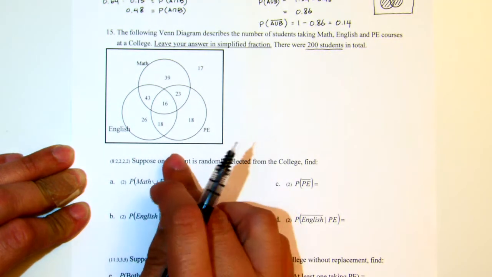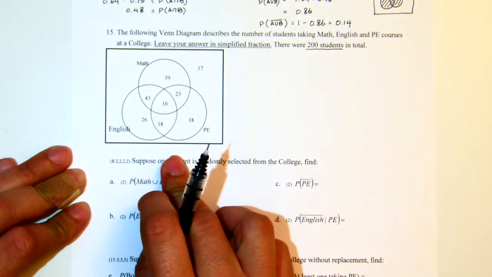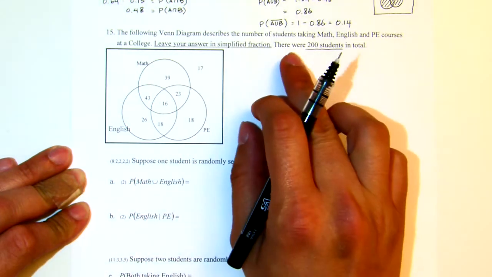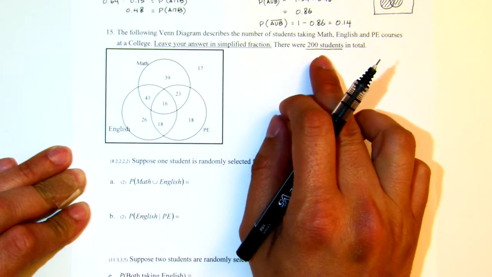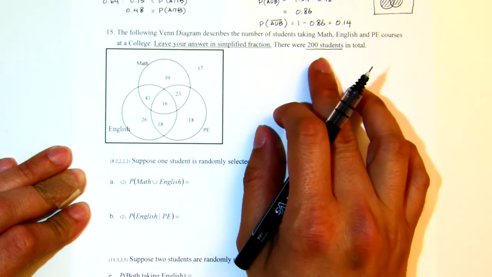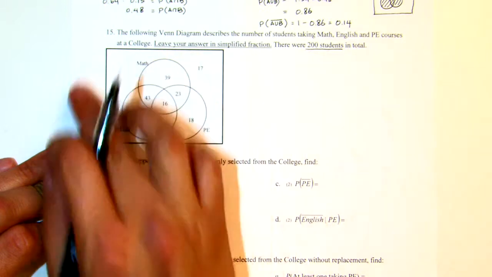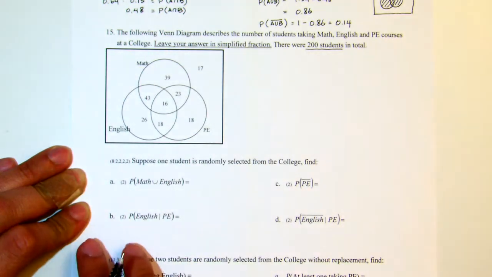Now let's take a look at this Venn diagram. A little note that the fact that they told us that there were 200 students in total is actually a gift. This is not necessarily given, yet you still can find it from the Venn diagram.